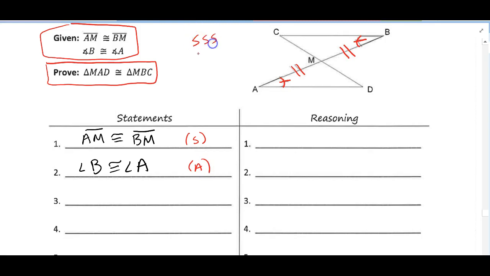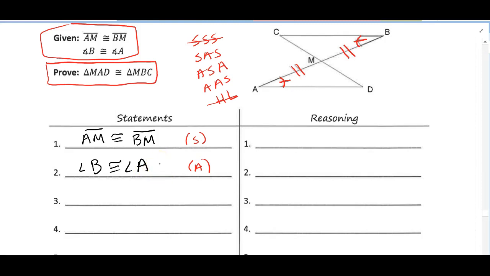We have side, side, side; side, angle, side; angle, side, angle; angle, angle, side; and hypotenuse leg. So I've already got one pair of sides and one pair of angles, so we're not going to be using side, side, side. And we don't have any right angles, so we're not going to use hypotenuse leg. So we're going to probably be choosing between these 3 methods. All right, so that's our given information.